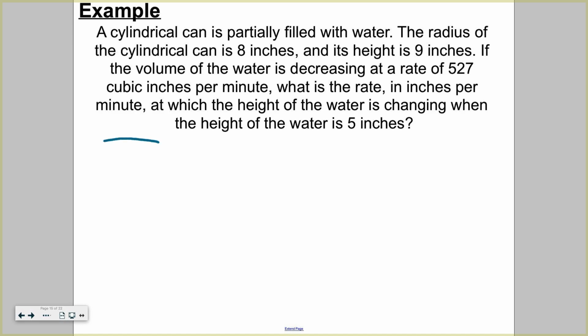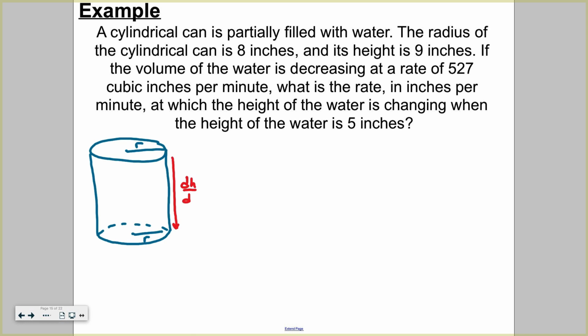So let's first draw our cylindrical can here. And the thing with cylinders is that the radius is always constant. So the radius at the top of the can is the same as the radius at the bottom of the can. So what is changing here? Well, the height is changing, so dh/dt, and then the volume of the can is going to be changing.